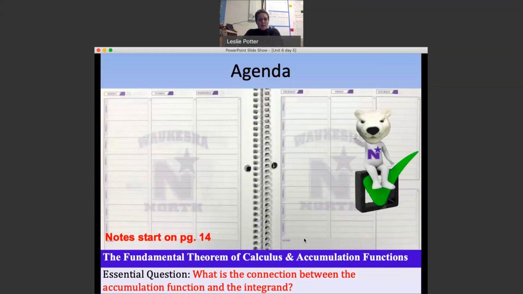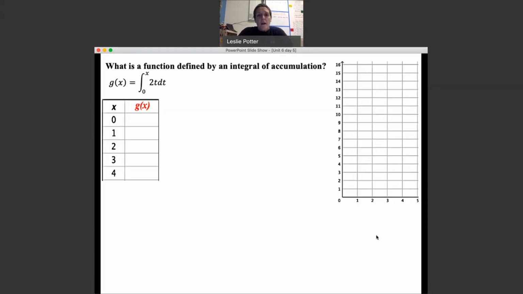what the connection is. Our essential question then is, what is the connection between the accumulation function and the integrand? So remember, the integrand is that rate of change function. So if we look at this scenario here, we start out with this question. It says, what is a function defined by an integral of accumulation?